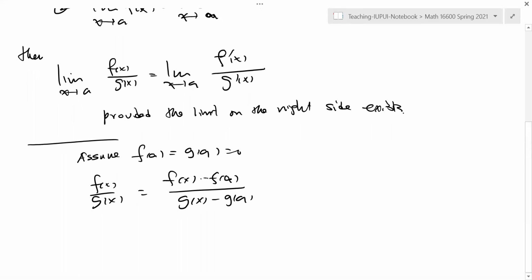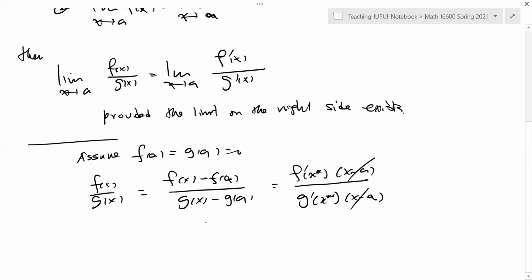Okay, then by the mean value theorem, this is going to be f prime at some number x star, times x minus a, over g prime at x double star, times x minus a. So this x minus a will be canceled out. We call it the mean value theorem. So that's why you have a derivative on the top. The only trouble here is x star and x double star are not necessarily the same number. But they are numbers between a and x.